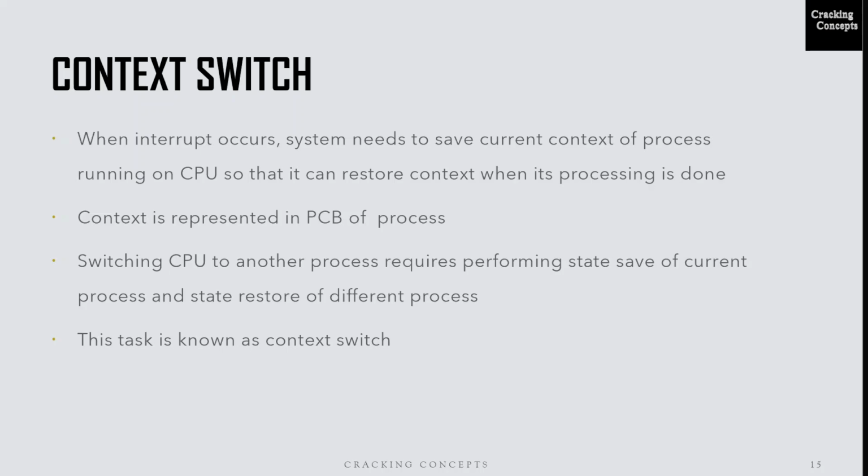Next is a context switch. When an interrupt occurs, the system needs to save the current context of the process running on the CPU so that it can restore that context when its processing is done, essentially suspending the process and then resuming it. The context is represented in the PCB of the process. It includes the value of the CPU registers, the process state, and memory management information. Switching the CPU to another process requires performing a state save of the current process and a state restore of a different process. This task is known as context switch.